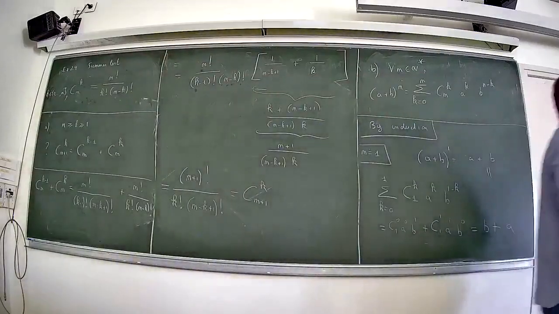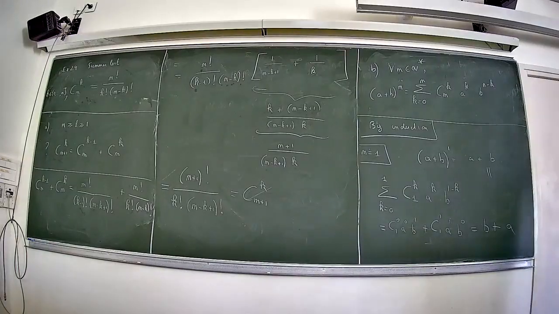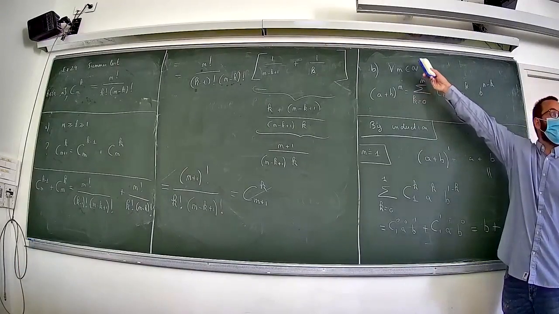Why did we start with 0, with 1, and not 2? Why did we start the induction with n equals 1 and not 2? Yeah, I start with the first. And what is the first? That I want to prove a property for all n in N star.